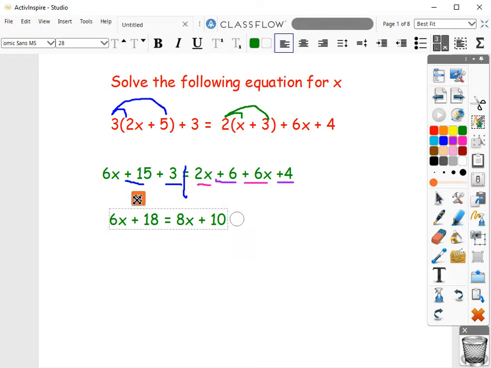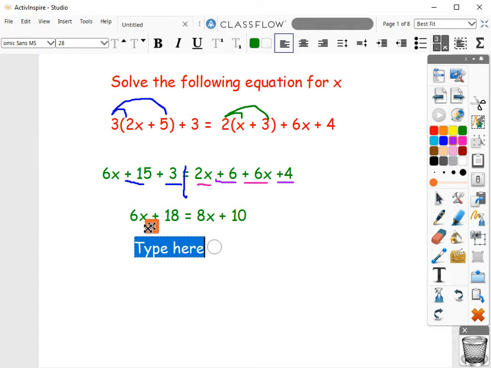Now, that was me simplifying it, making it a little bit easier to understand. What happens next? Well, me personally, I would subtract 6x on both sides. 6x minus 6x is nothing, so I just have 18 left. Now, since I did it on both sides, I had 8x, which I take away 6x from, and I end up with a 2x plus a 10 because I didn't subtract anything from the 10.